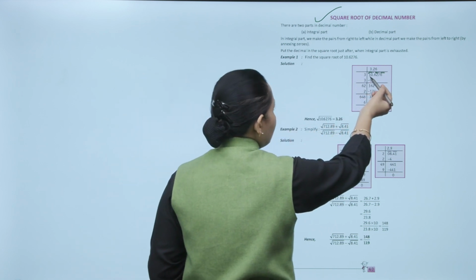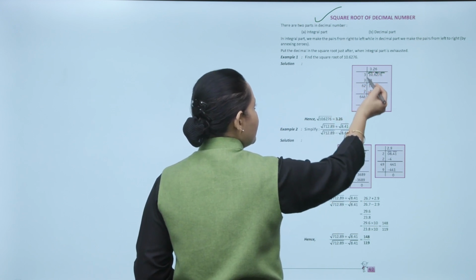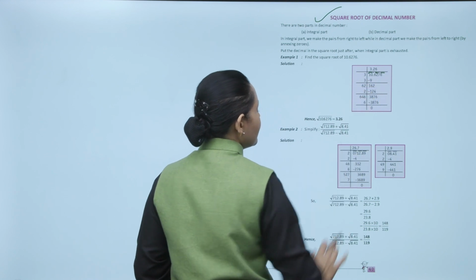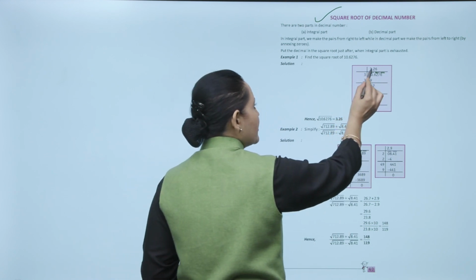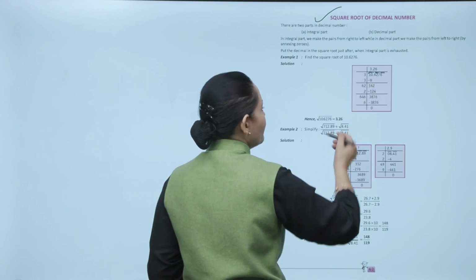So first the integral part, 10. The square of 3 is 9, so we write 3 here. Subtract 9, 1 remains. 3 plus 3 is 6. Now decimal is there, so we put the decimal in the quotient and note down the next pair, that is 62.